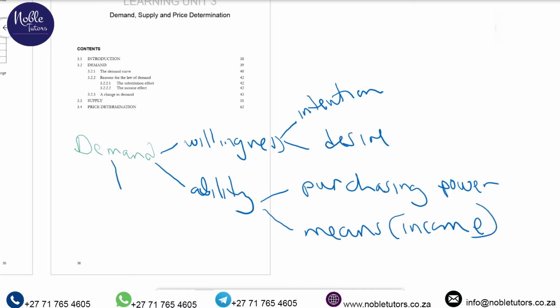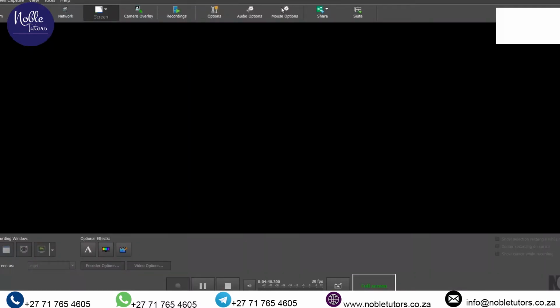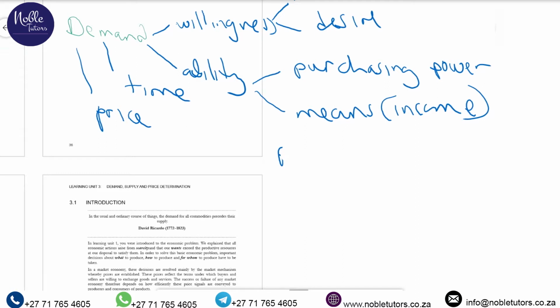And time frame is important when you are defining demand, and price is also important. That's why we say at a given price and at a particular moment in time. That's how demand is defined. It can be individual demand, or household demand, or the demand of quite a number of people. The product also should be part of demand.